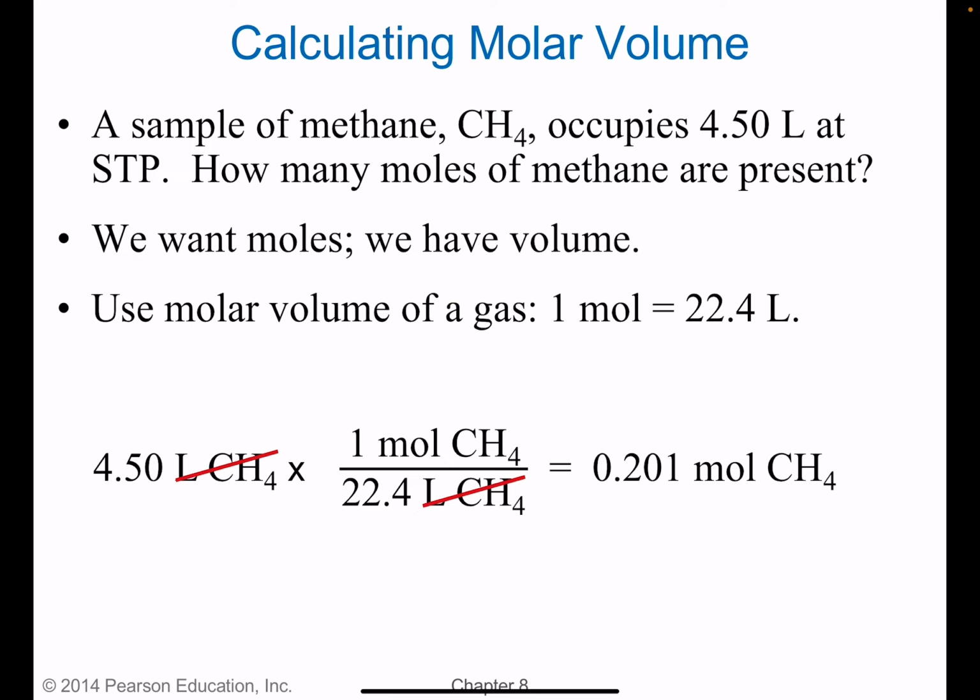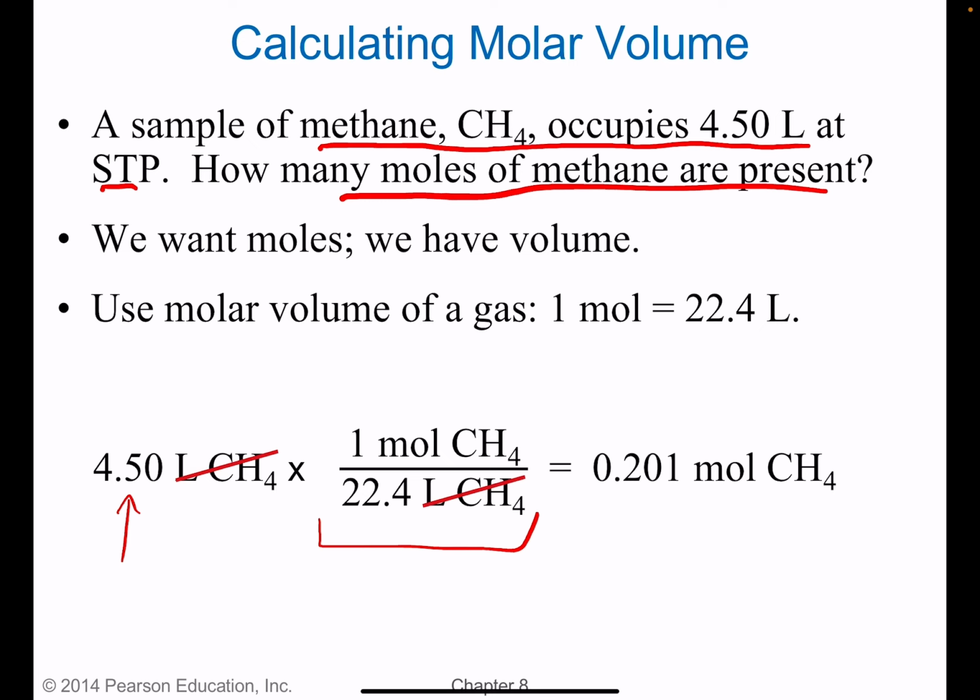So here's an example, using molar volume to calculate moles. A sample of methane occupies 4.50 liters at standard temperature and pressure. How many moles of methane are present? So we're going to start with what we were given, 4.50 liters of the CH4 methane gas. And then here they're using the molar volume to cancel the liters and give us moles. And again, with all of these, I encourage you to try to do them on your calculator just to make sure you can successfully calculate the same thing that we got on the slides.